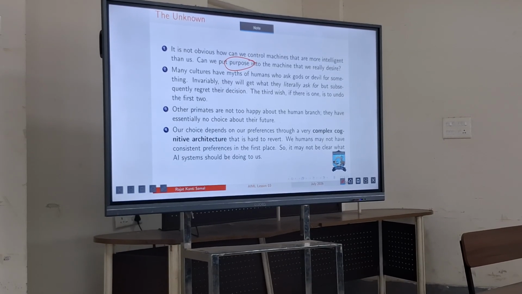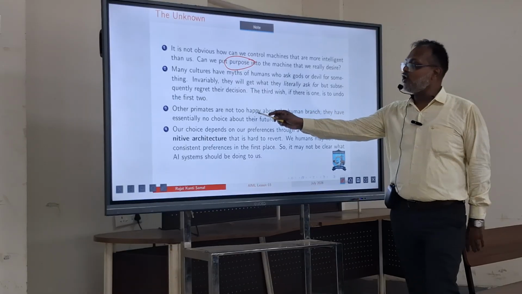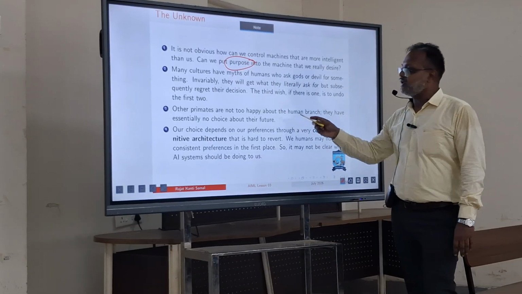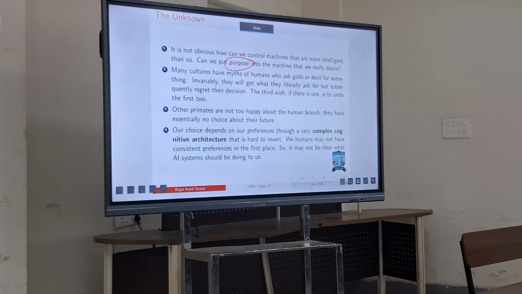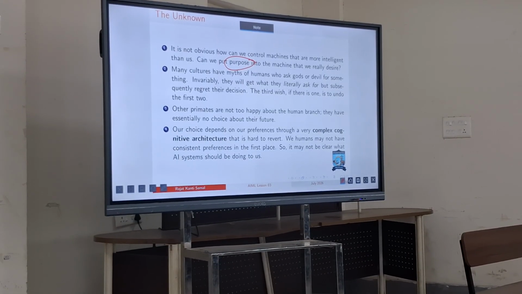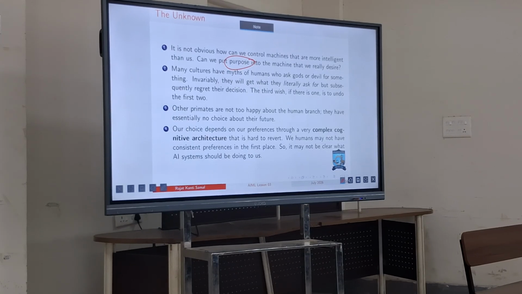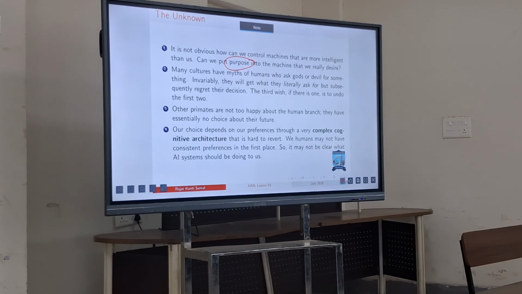Okay. Next, other primates are not too happy about the human branch. They have essentially no choice about their future. So we are the most intelligent among the primates. Now we are building something more intelligent than us. Just like they are not happy about us being intelligent, we won't be happy if there is a more intelligent being there. Okay.